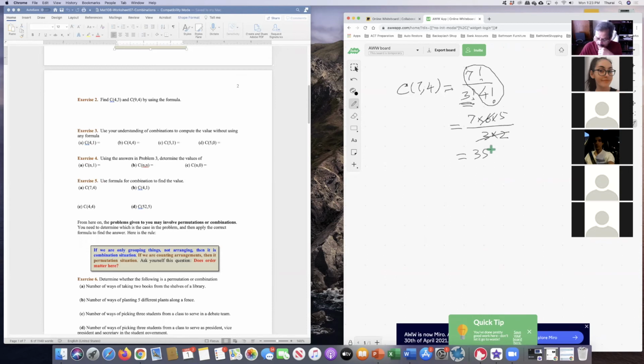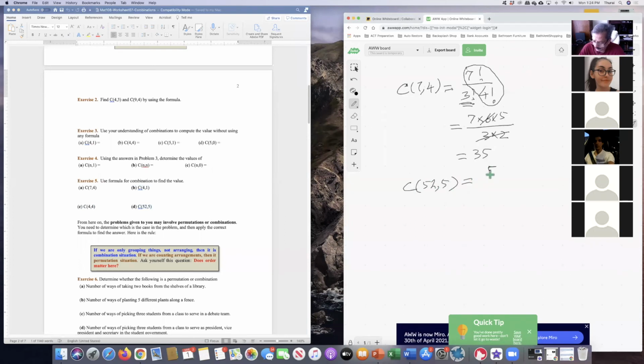C(7,4) is 35, and then let's go to part B, C(4,1). That's 4, right? We just saw how to do that. C(4,1) is 4. C(4,4) is 1. 4 objects given, all 4 of them are being chosen. Only one way to do that. C(5,2), we have to simplify using our formula.